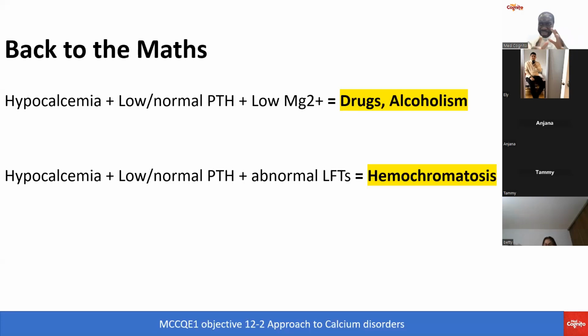So these are hard facts. And I know that you may be a bit confused. All I need you to do is just write these points down. In my board exam, if I have a patient with low calcium, low parathyroid hormone level, abnormal liver function test, the diagnosis I'm going to think about is iron overload, secondary to hemochromatosis. If I have a patient with hypocalcemia, low parathyroid hormone level, low magnesium, I'm going to think about drugs like phenytoin and a patient who is an alcoholic.